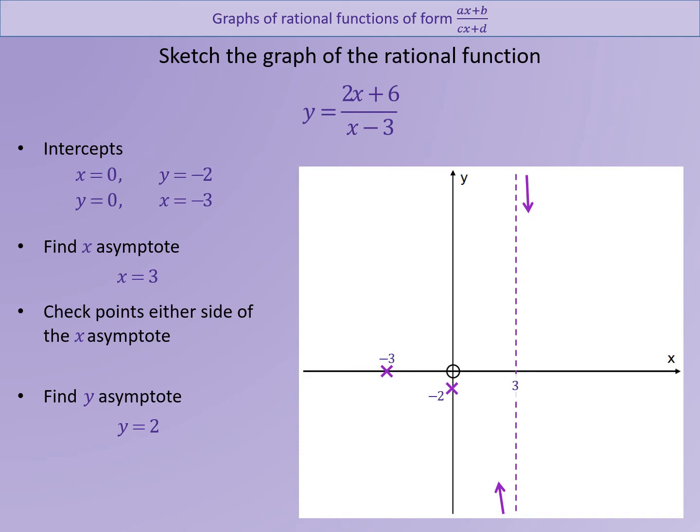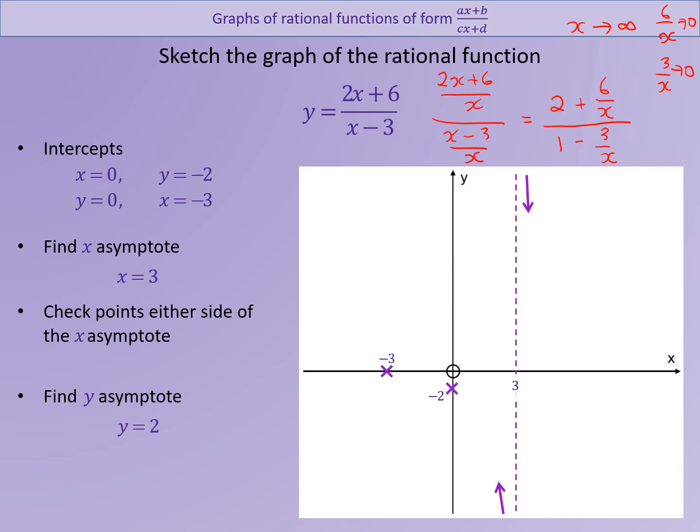Now that comes from if we divide the numerator and denominator by x, we would have (2x plus 6) over x, and then (x minus 3) over x. So 2x over x would just be 2, and then you'd be left with 6 over x for the second part, and then for the denominator we have x divided by x, which is 1, and then minus 3 over x for the second part. And then if we take either of those two parts, as x tends to infinity, both 6 over x and 3 over x will tend to 0.